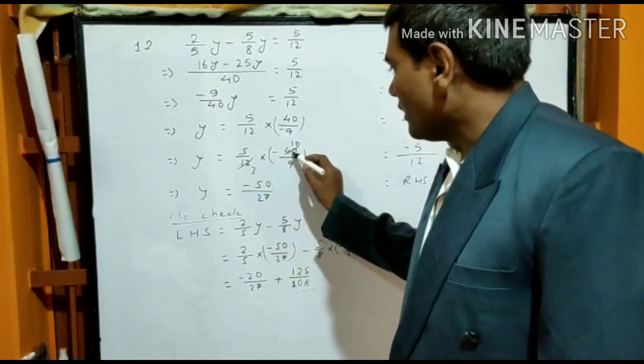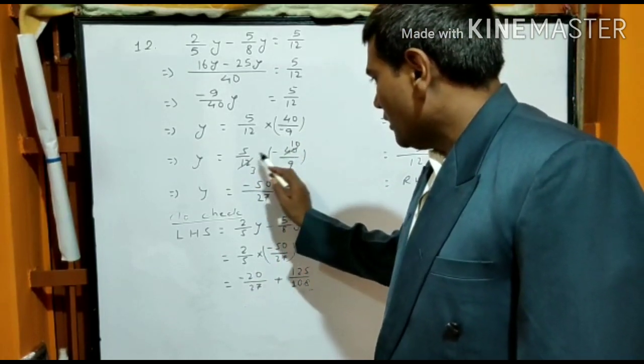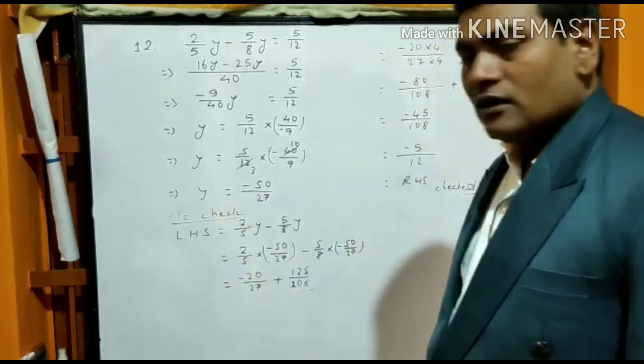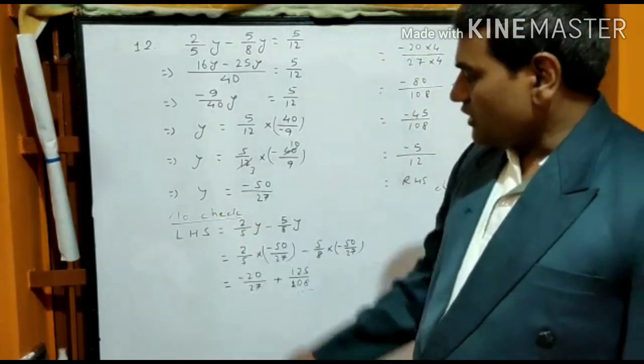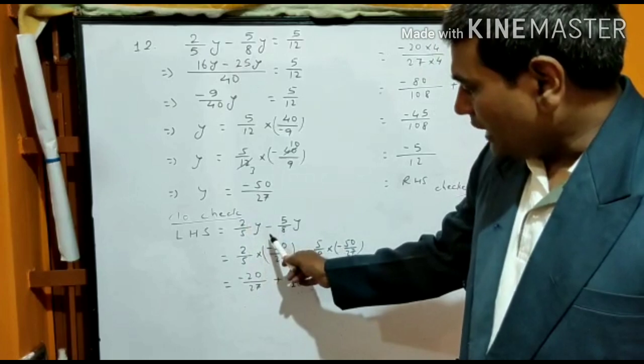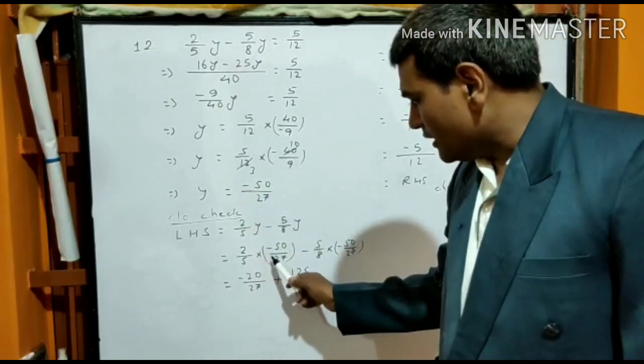4 3s are 12 and 4 10s are 40. 5 10s are 50 and 9. Plus into minus, minus. y equals minus 50 by 27. Let's check it. Left hand side 2 by 5y minus 5 by 8y, where y is equal to minus 50 by 27.